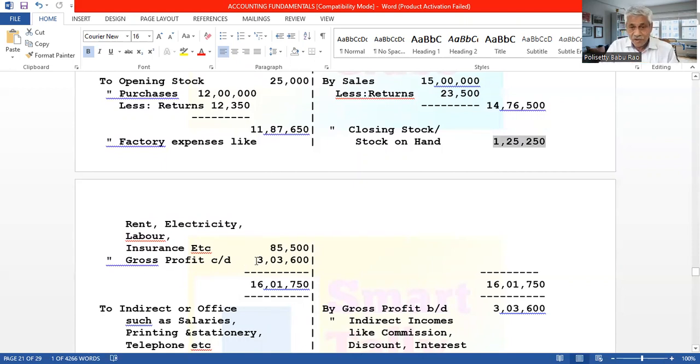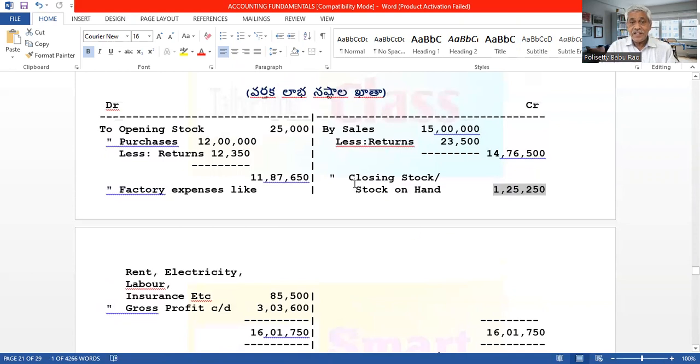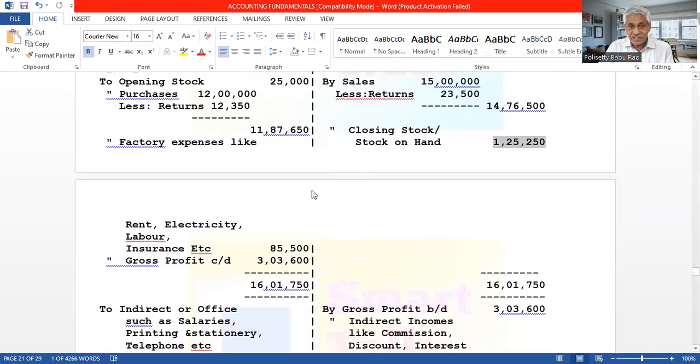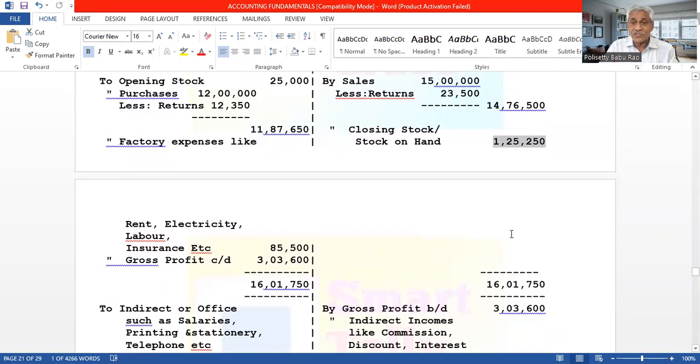This is called profit. Suppose expenses are more and incomes are less, then we total the expenses, and that difference is written on the credit side. That is called net loss, and this is profit. This profit or loss that we get on account of manufacturing or trading only, not all the expenses, is called gross profit or gross loss.